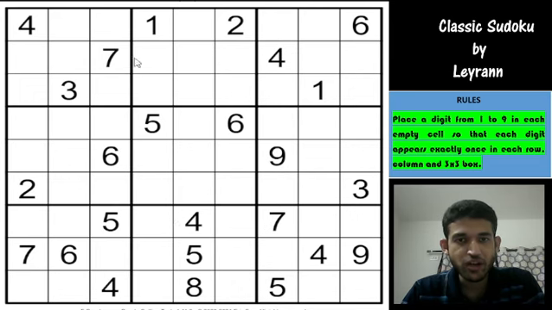Each row, each column and each 3 by 3 box will have digits from 1 to 9 without repetitions.